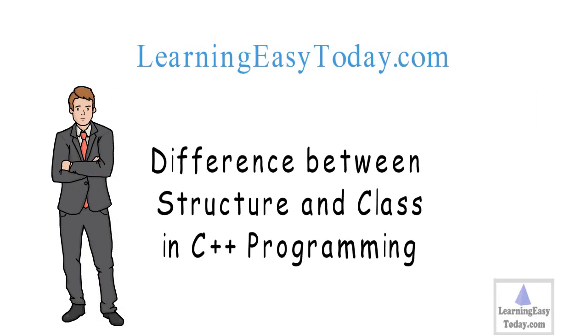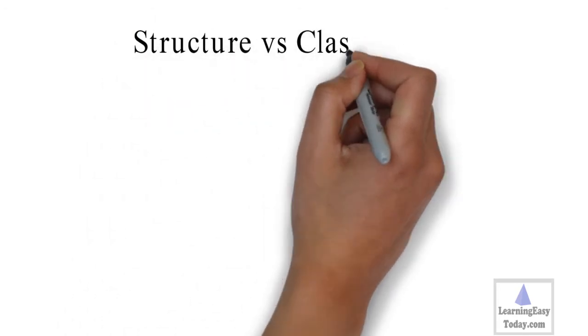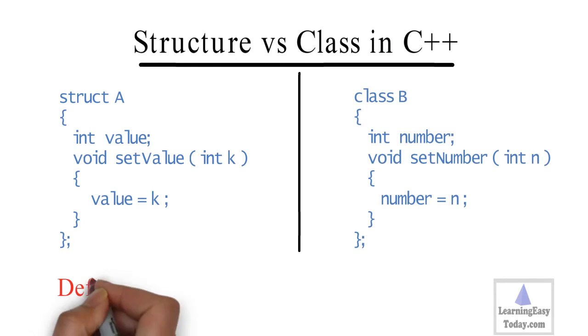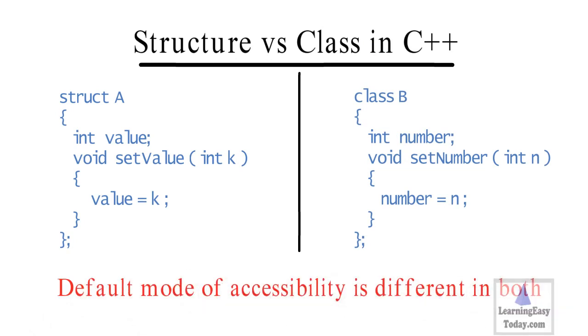In this video, we will explain the conceptual difference between structure and class in C++ programming. In C++, though structure and class look similar when they are declared and accessed, they are different in terms of default accessibility of their data members and member functions. Let's discuss the default accessibility of members in the structure.